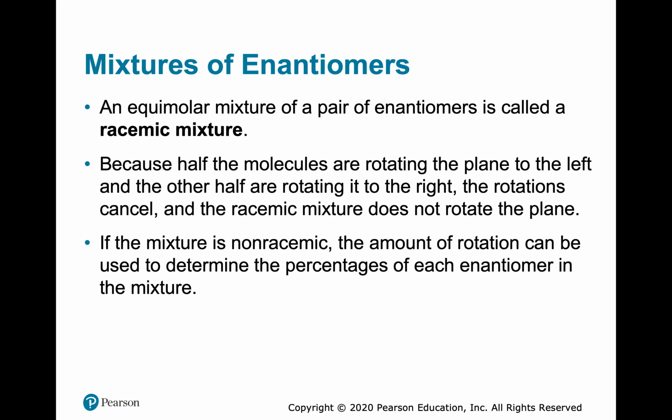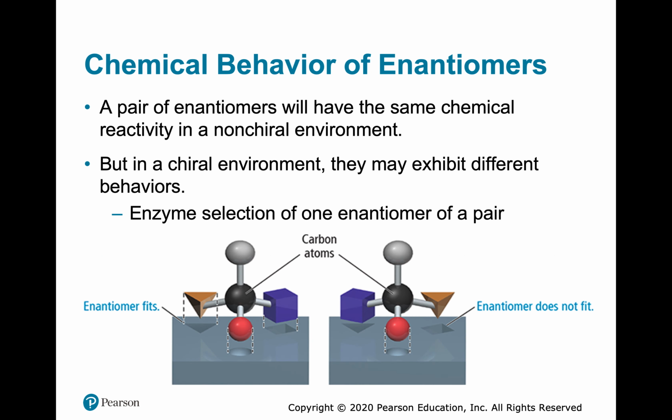And I already mentioned this. If you have a mixture, it's called racemic. And if you have a racemic mixture, it looks like nothing happens, because whatever you bend to the right, the other thing bends to the left, and it seems like nothing happens. But if you have an excess of one or the other, you will get something that's optically active.